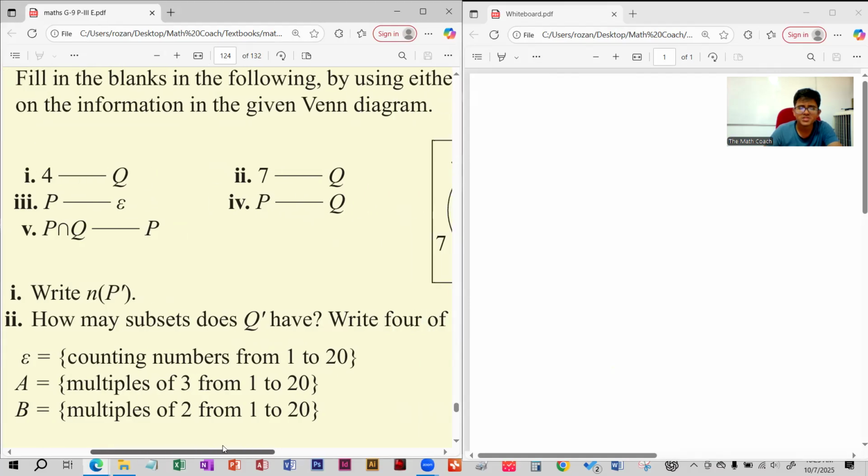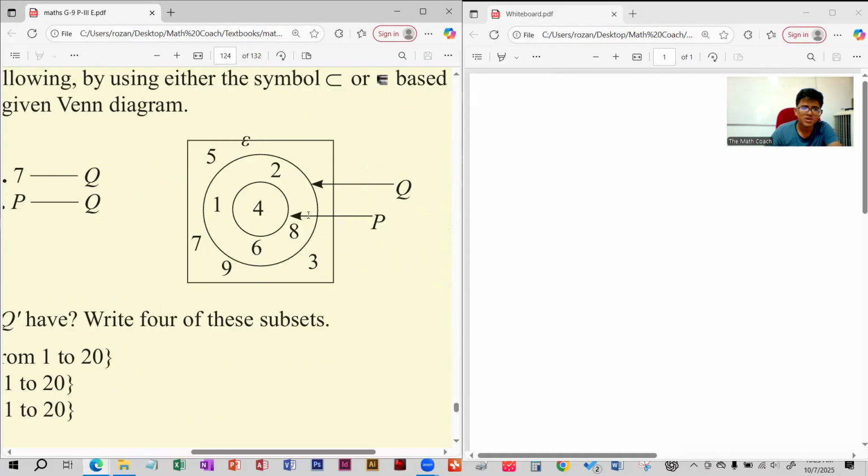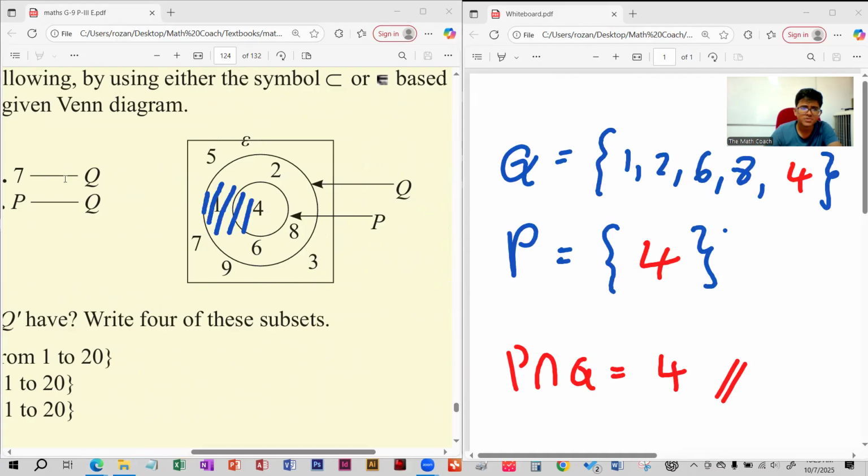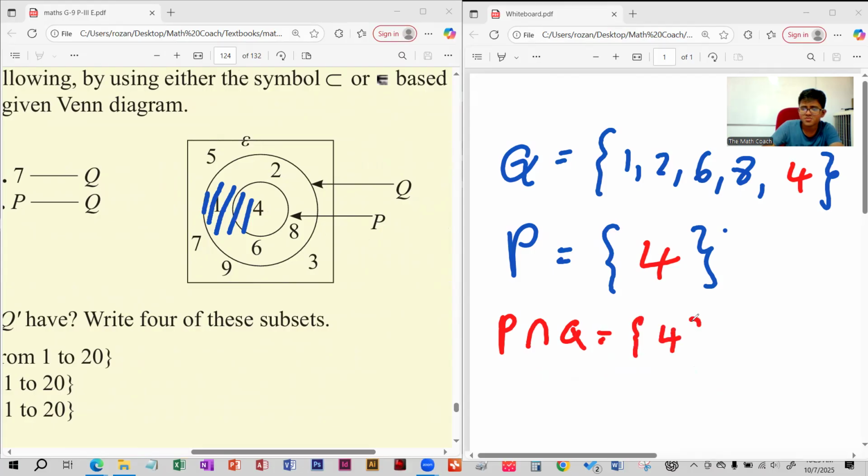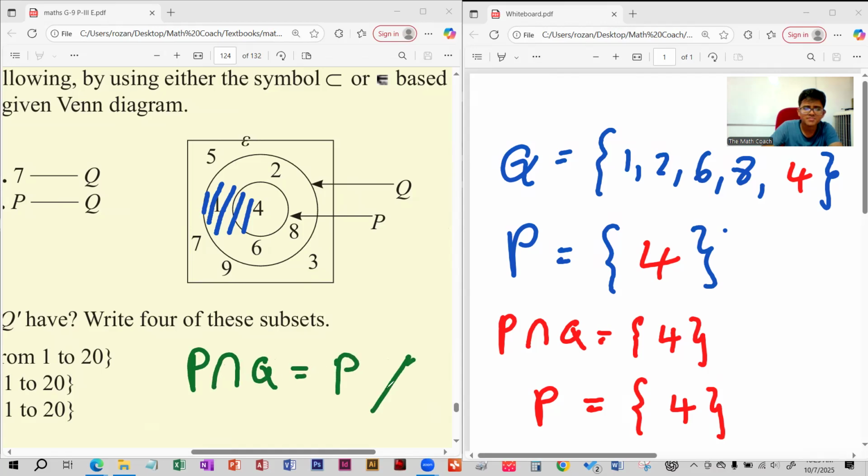So P intersection Q is actually the same as P, right? Because P is actually 4 and P intersection Q is also 4. So if I am going to edit this, P intersection Q is also 4. P is also having the element 4. That means P intersection Q is equal to P.